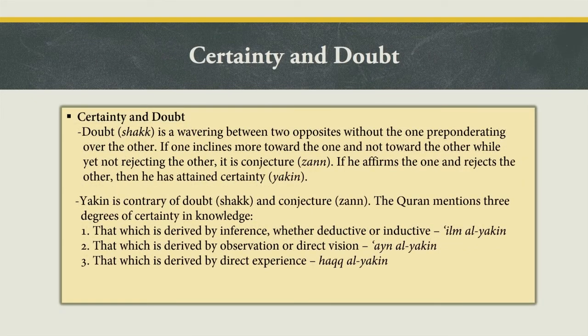Certainty and doubt. Doubt is a wavering between two opposites without the one preponderating over the other. If one inclines more toward the one and not toward the other while yet not rejecting the other, it is conjecture. If he affirms the one and rejects the other, then he has attained certainty. Yakin is the contrary of doubt and conjecture. The Quran mentions three degrees of certainty in knowledge. First is that which is derived by inference, whether deductive or inductive. Second, that which is derived by observation or demonstration. Third, that which is derived by direct experience.